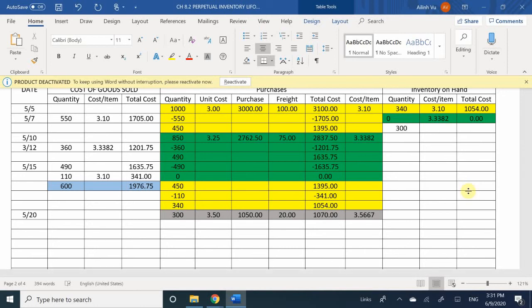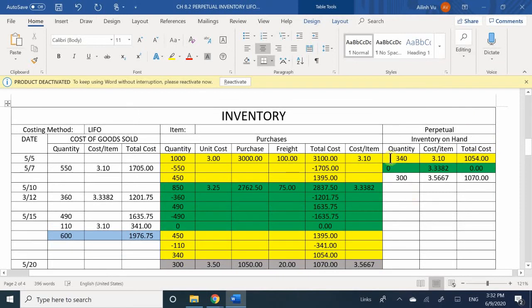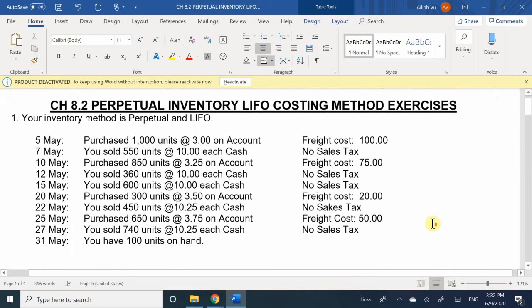So 300. That's going to cost us $3.5667, and our grand total is going to be 1070. All right, so good. Now if you look here, obviously we don't have that green anymore, but I'm going to keep it there just for reference. Okay, so let's see what happened next.